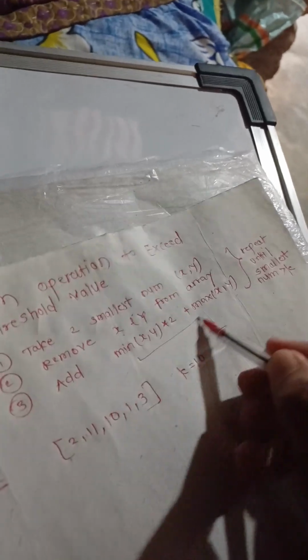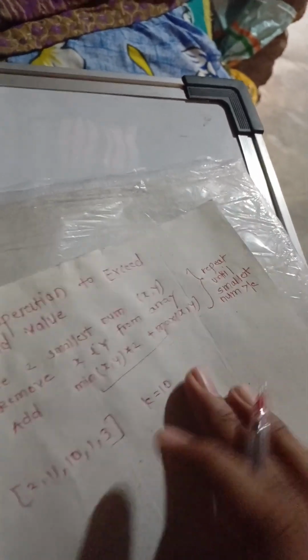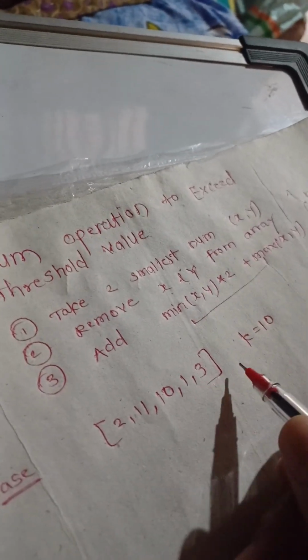So basically it will generate a single number from the combination of x and y, and we have to repeat this process until the smallest element in the array is greater than k, and k is given as an input. For example, let's understand this with a simple case. Given the array 2, 11, 10, 1, 3 and k is 10.